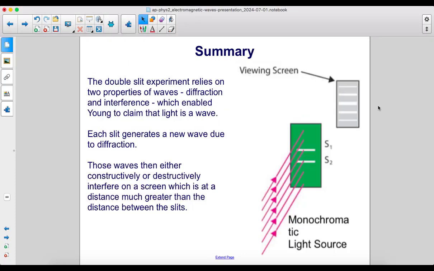The double-slit experiment relies on two properties of waves, diffraction and interference, which enabled Young to claim that light is a wave. Each slit generates a new wave due to diffraction. Those waves then either constructively or destructively interfere on a screen, which is at a distance much greater than the distance between the slits.